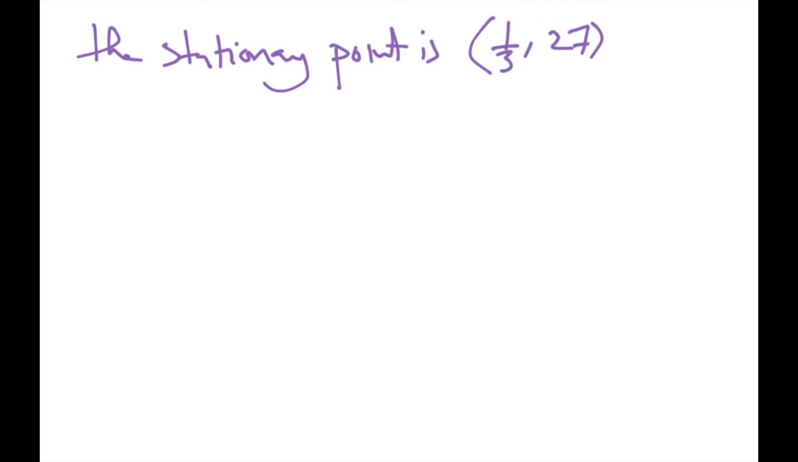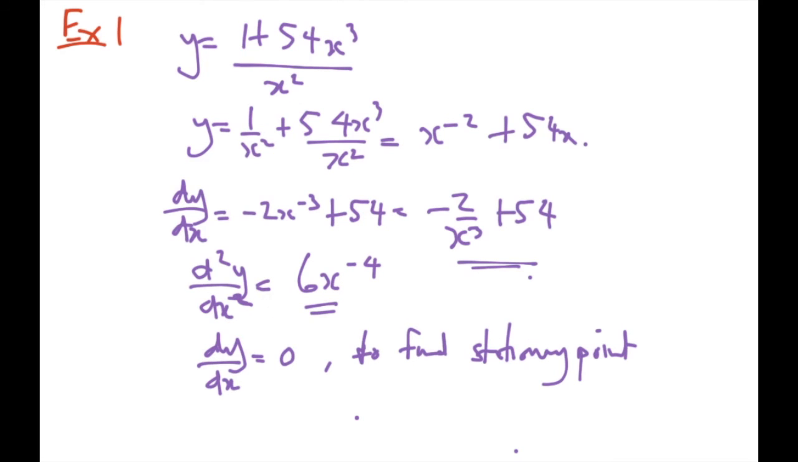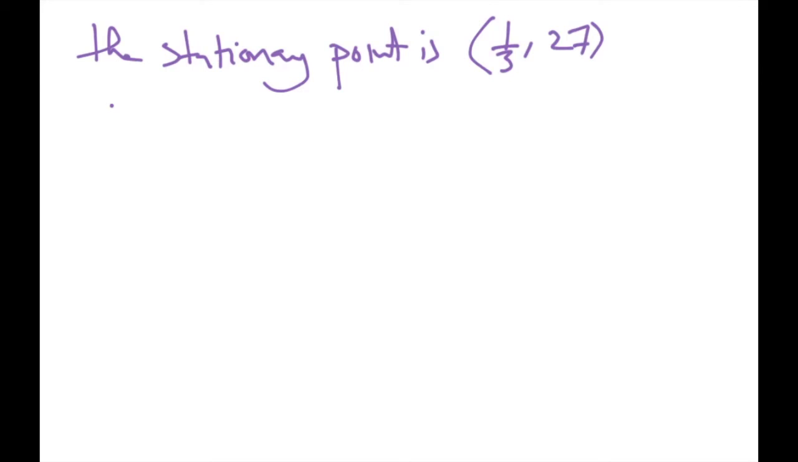Sometimes the question will ask us, what is the nature of this point? Nature of this point means whether it's a maximum point or minimum point. To find this, what we have to do is double differentiation, which we already got. Double differentiation is 6x to the power of negative 4.